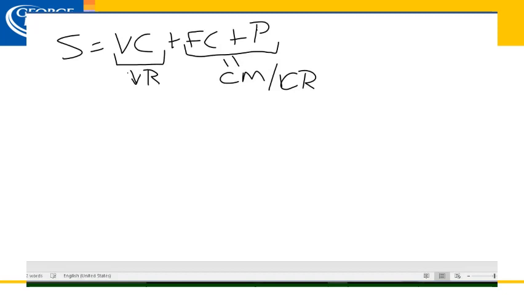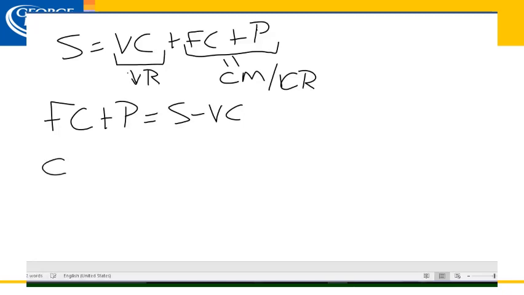For instance, if we were to rearrange this equation to isolate for our fixed costs and our profit, we would take our variable costs to the other side, which would result in an equation that looks like this. Our fixed costs plus our profit equals our sales minus our variable costs. Now, what is the equation for our contribution margin? It is our sales minus our variable costs. So, if this is the case, logically speaking, our fixed costs plus our profit should equal our contribution margin. We could even sub that in.